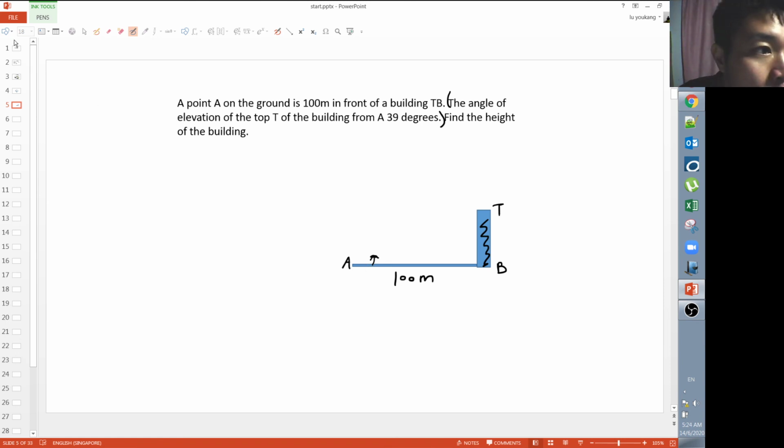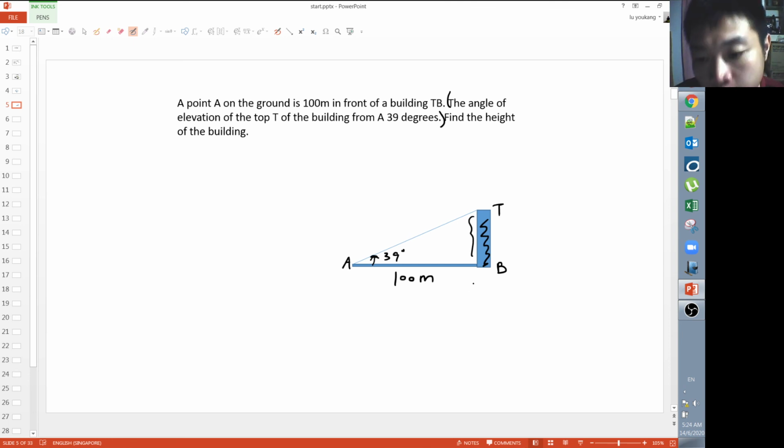So that will form your angle of elevation. Let me go to the point T. So this is your angle of elevation. Let me move up a bit. Okay, this should be good enough. So this is your angle of elevation, and it is 39 degrees. And now you are asked to find the height of the building. That means you are asked to find here.